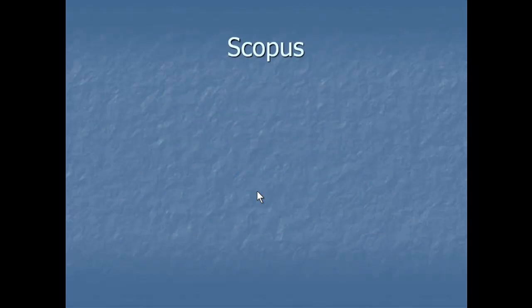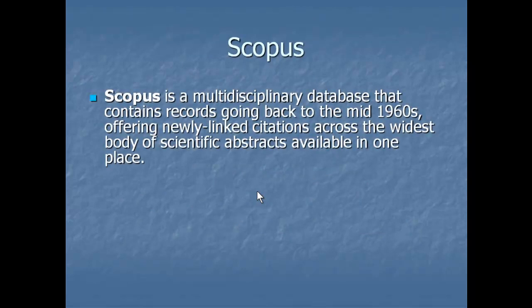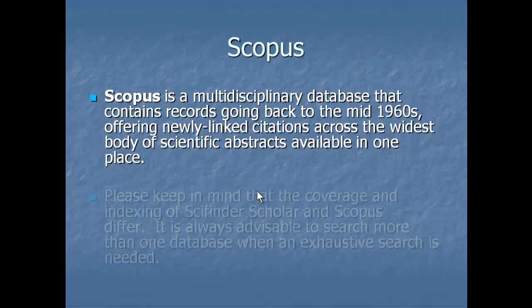Okay, Scopus. Scopus is a relatively new database. I think it's been around about 8 years. It's multidisciplinary. It's not limited to chemistry-related topics, but it has records back to the 1960s. So it was created maybe about 2003, but it does go back in time, and it has links to the full text of the article.